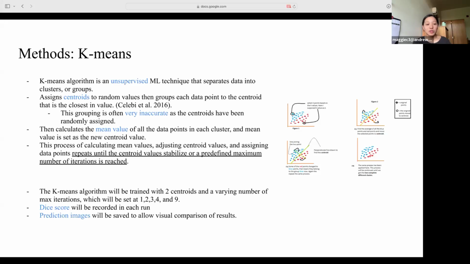In our study, we chose to train the K-means algorithm with 2 centroids and a varying number of maximum iterations, which will be set at 1, 2, 3, 4, and 9. We will also record the dice score and store the prediction images to allow for visual comparison of the results.